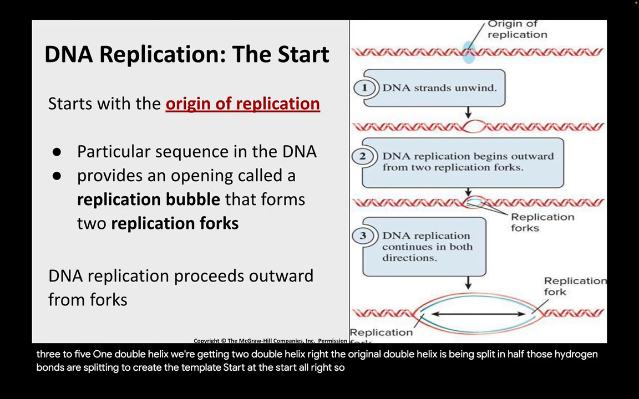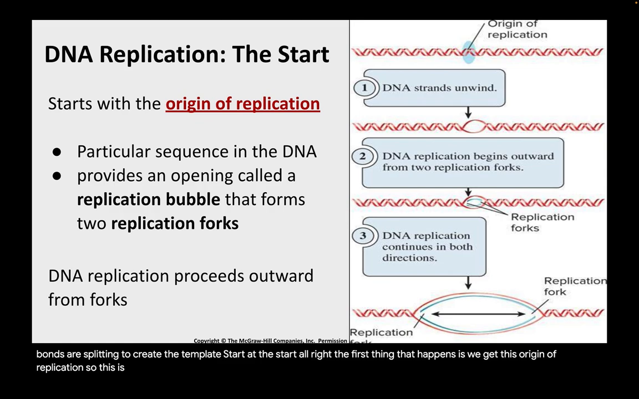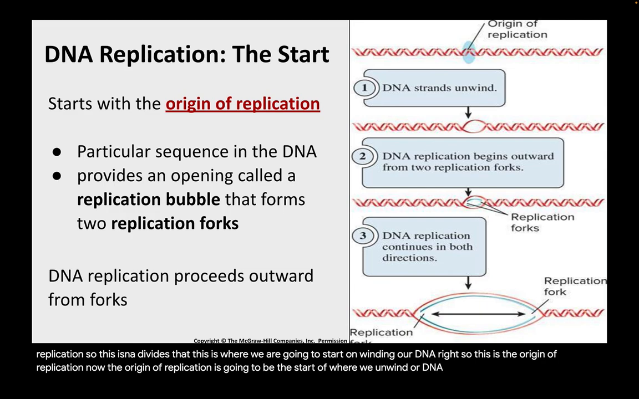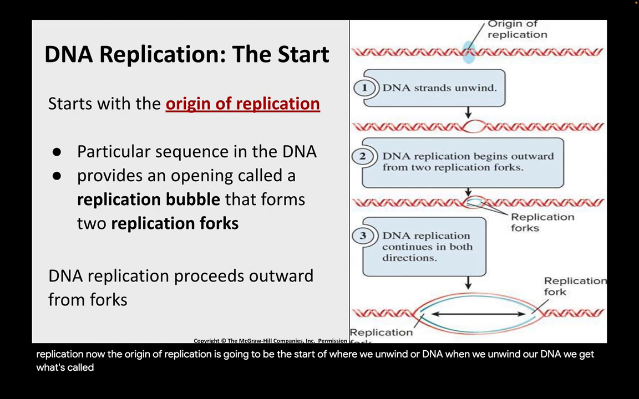The first thing that happens is we get this origin of replication. This is a particular sequence in our DNA that signifies this is where we are going to start unwinding our DNA. When we unwind our DNA, we get what's called a replication bubble, because if we look at this image, it looks like there's a bubble inside of our double helix. This bubble is where we are unwinding our strands and breaking those hydrogen bonds.